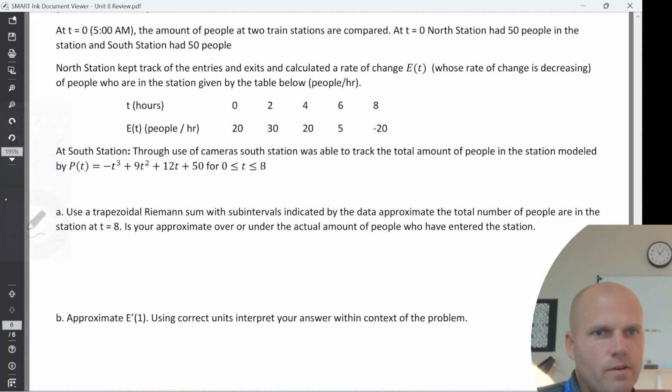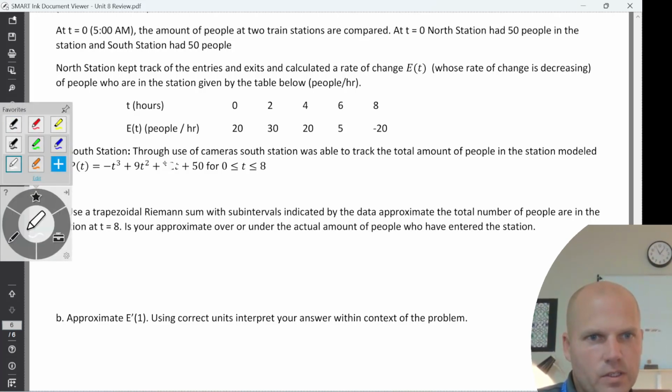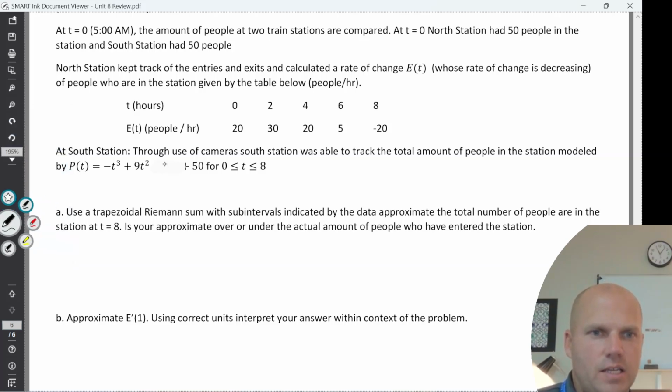All right, so we're getting rid of the 12t, and then everything works out kind of nicely. All right, North Station versus South Station, both compared from 0 to 8. We have North Station had 50 people in it, and South Station had 50 people in it. South Station, you'll see why that makes sense. North Station kept track of entries and exits and calculated a rate of change, whose rate of change is decreasing, of people who are in the station.